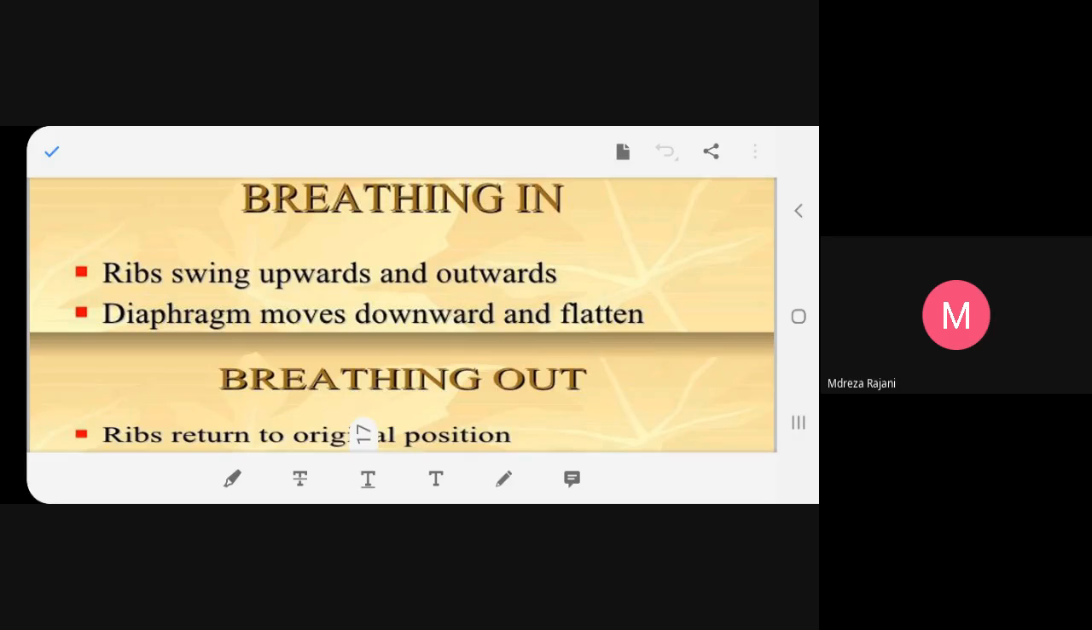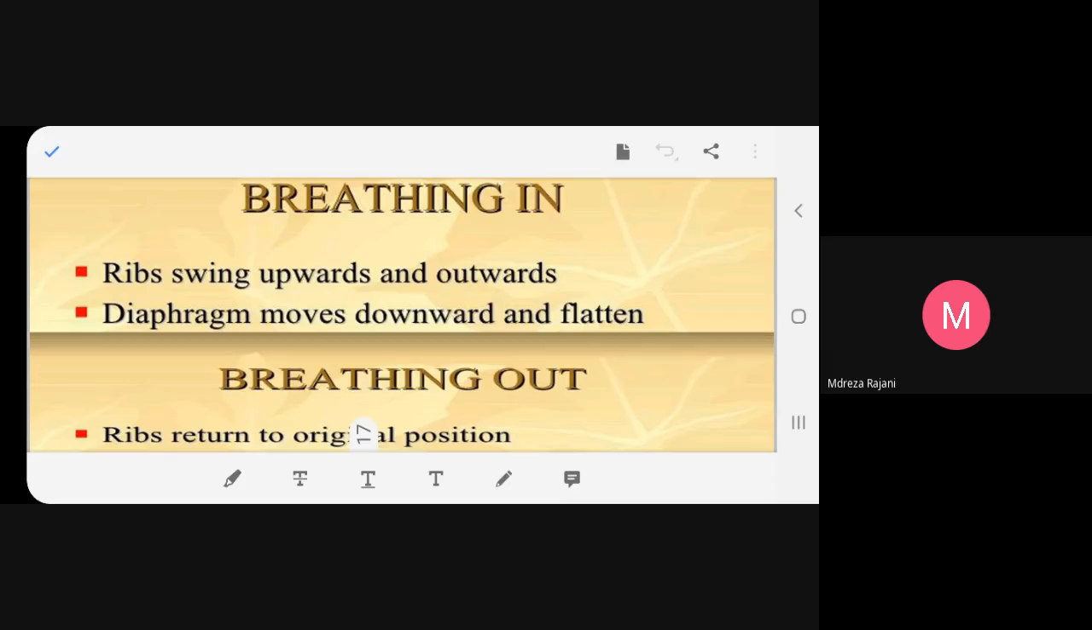Breathing in. Ribs swing upwards and outwards.